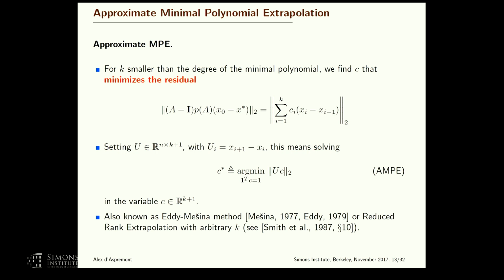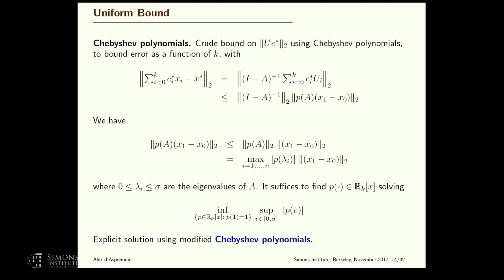xi plus 1 minus xi. And so you're doing what we were doing in the previous slide, but just approximately. And this is also a classical result. It's known as the Eddy-Mesina method, or reduced rank extrapolation with arbitrary k. And it's going to get us an approximate solution to the minimum polynomial extrapolation algorithm I detailed before. Okay, and the question is, how well does this perform?